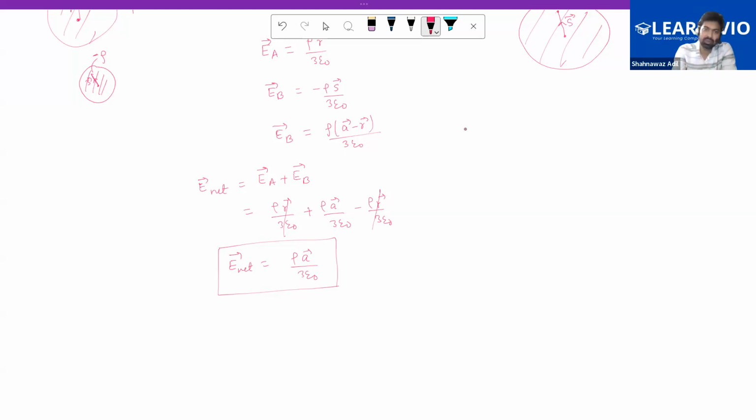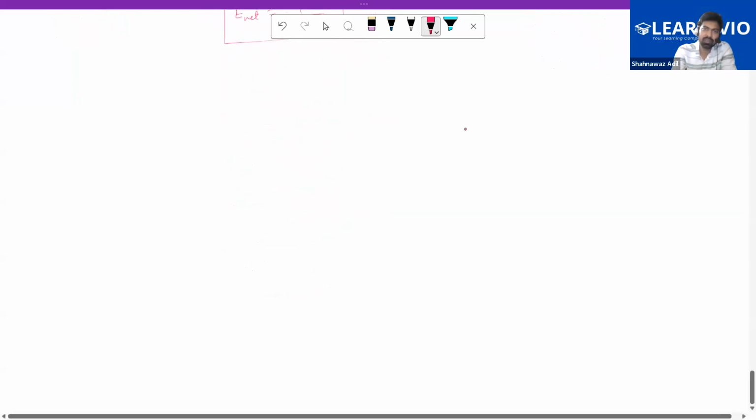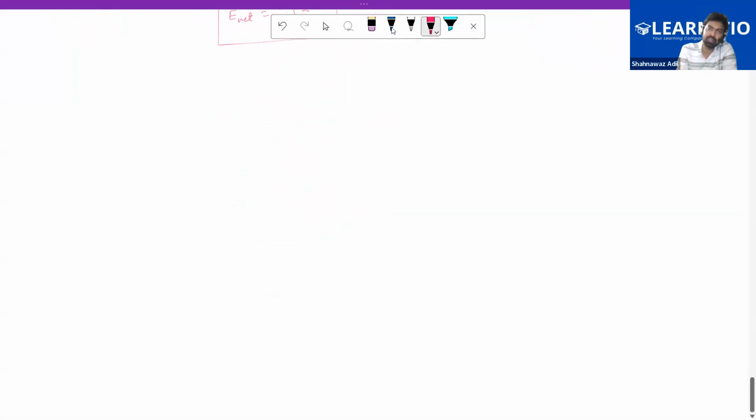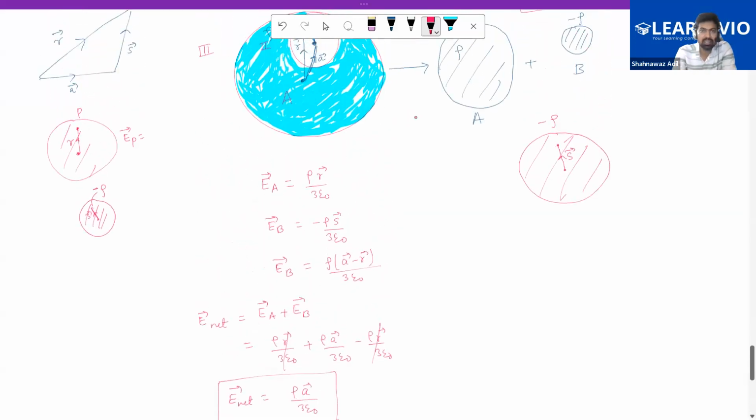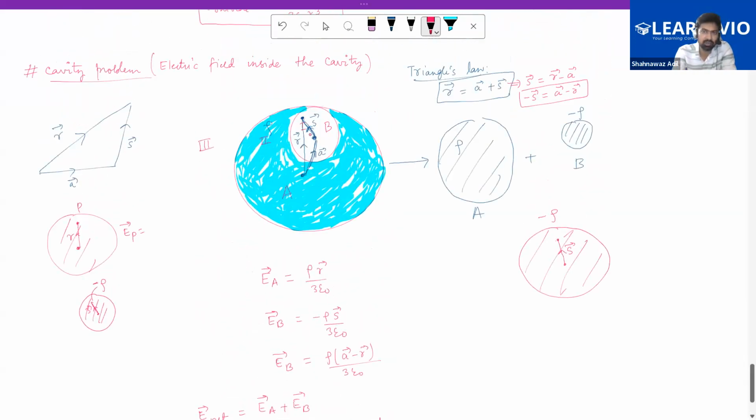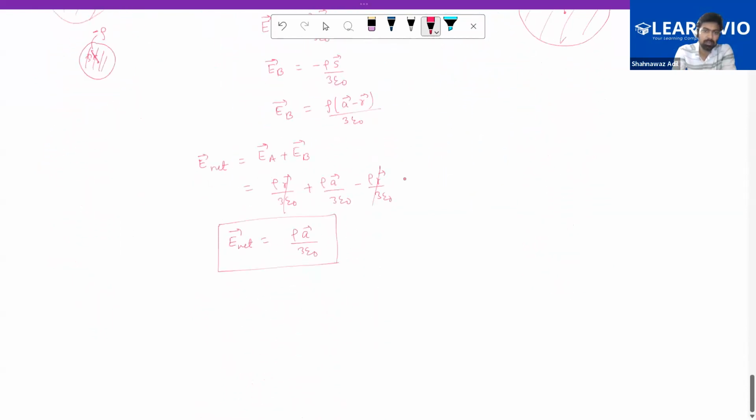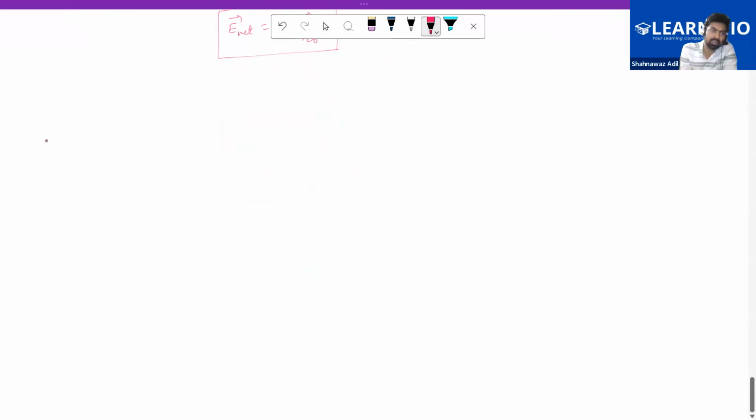So you have a question from the JEE, and they are not asking for the electric field inside that cavity. There may be some question depending on that, which will be a very quick answer. But there was a very complicated question.